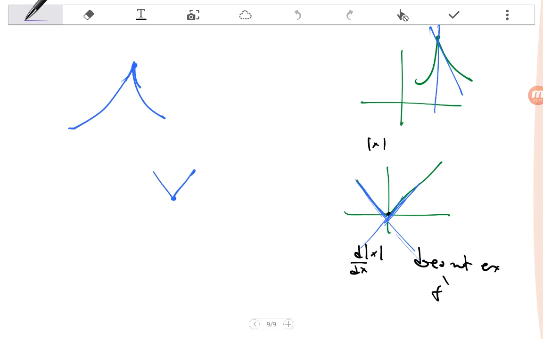Okay, let's check another example. Given this function, y is equal to x plus 4 over x plus 1, and it's telling me to find local extrema.